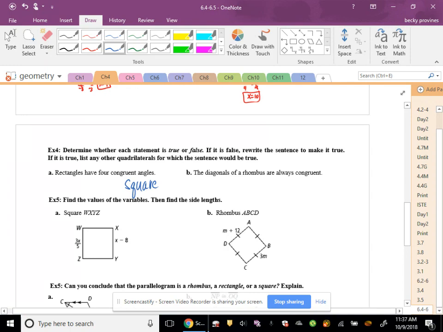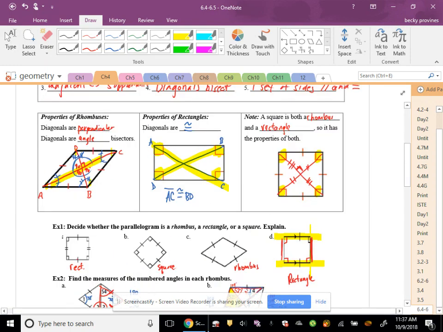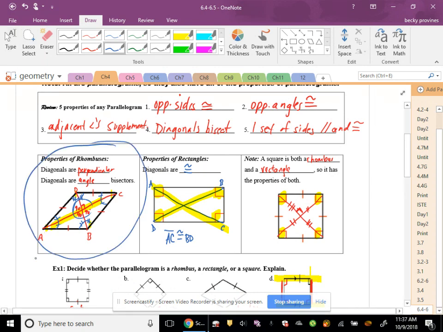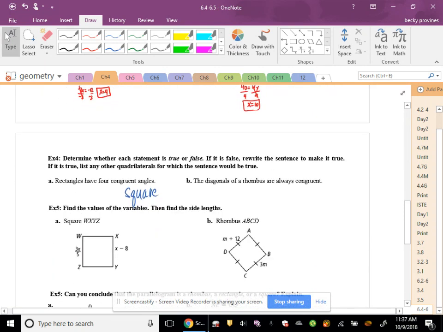The diagonals of a rhombus are always congruent. So let's go back and look. The diagonals of a rhombus are always congruent. So we're looking here. Remember, A to C and B to D are not the same length. So the diagonals of, we could say, square, are always congruent. So the first one was true. The second one is false. And I rewrote it, and I'm also going to include that a rectangle would also work.